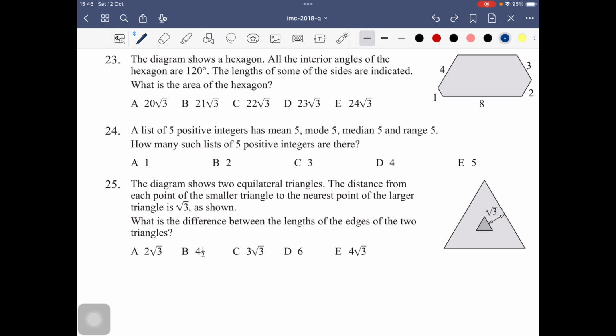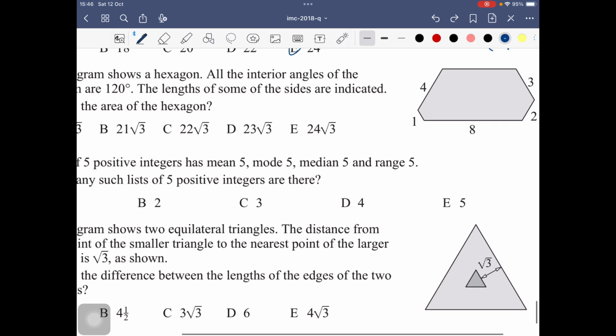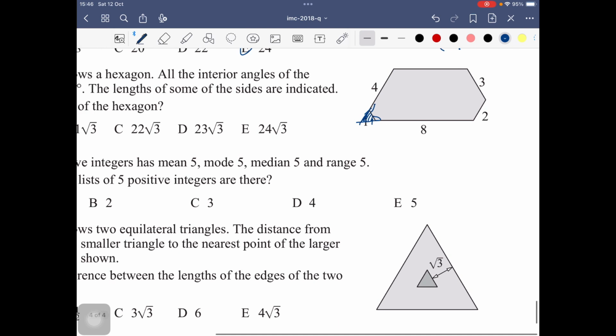This is a hexagon whose all interior angles are 120, but not a regular hexagon. And some sides are like this, but we don't know the area of the hexagon. Actually, we know, because of this 120 degree, it is very close to an equilateral triangle. So now, because this is 120, 120, if we extend the two sides like this, this could be the equilateral triangle.